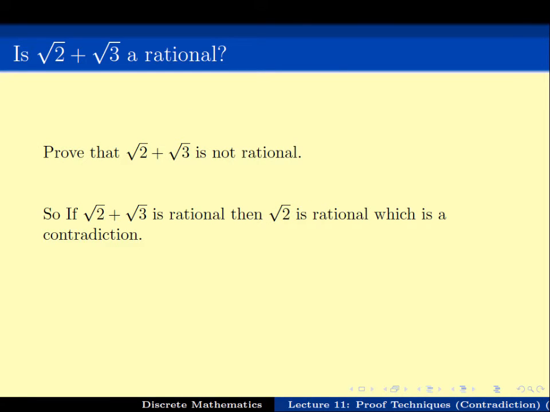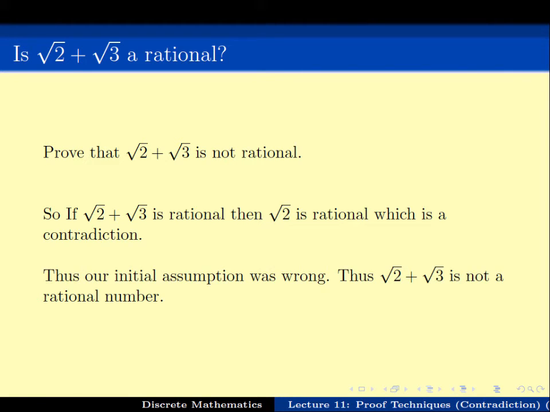So, in other words, if square root 2 plus square root 3 is a rational number, then square root 2 is a rational number, which is a contradiction. So our initial assumption was wrong, that is, square root 2 plus square root 3 is not a rational number. Now I ask you guys to repeat the same proof, where instead of assuming that you know the proof that square root 2 is not rational, you really use the fact that square root 3 is not rational, which is what we have proved till now.